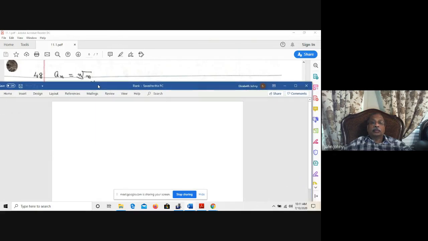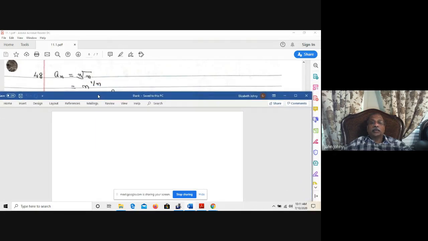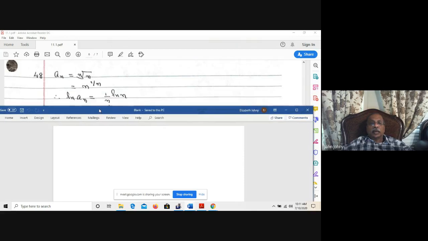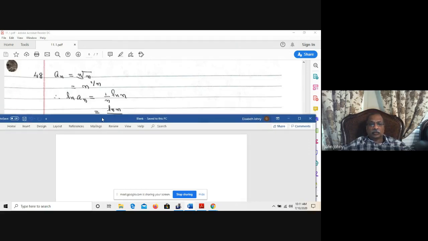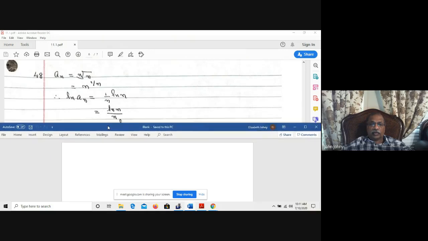An is equal to the nth root of n. The nth root of n is n to the power of 1 over n. Now you find the natural log on both sides. So the natural log of an is equal to 1 over n times the natural log of n. That is natural log of n divided by n.